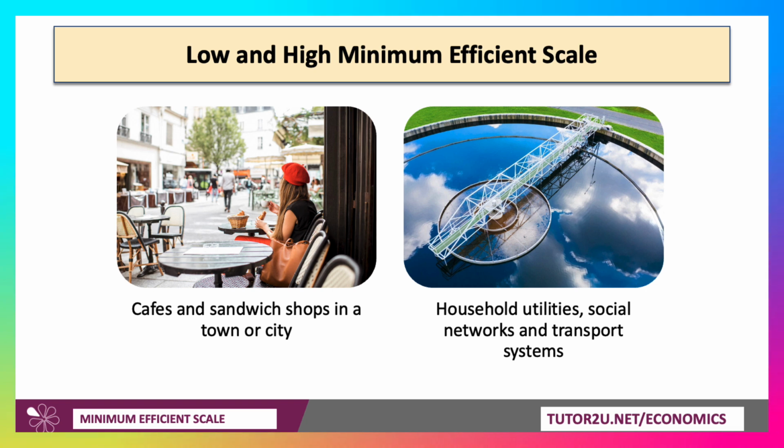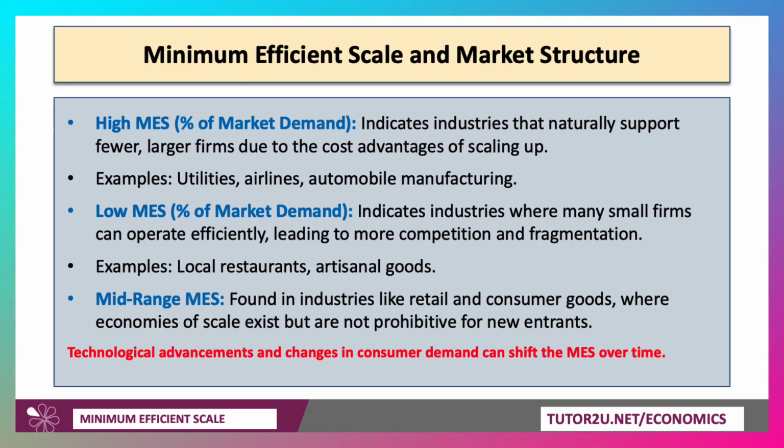Whereas with utilities, you don't normally have two water utilities in a town or a city. You don't normally have two sets of gas and electricity pipes going into each individual property. So household utilities, social networks, transport systems tend to have a much higher minimum efficient scale. And really the key thing is efficient scale relative to demand.